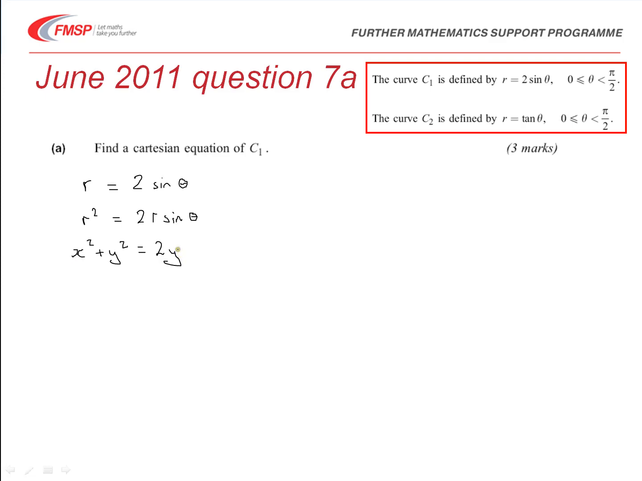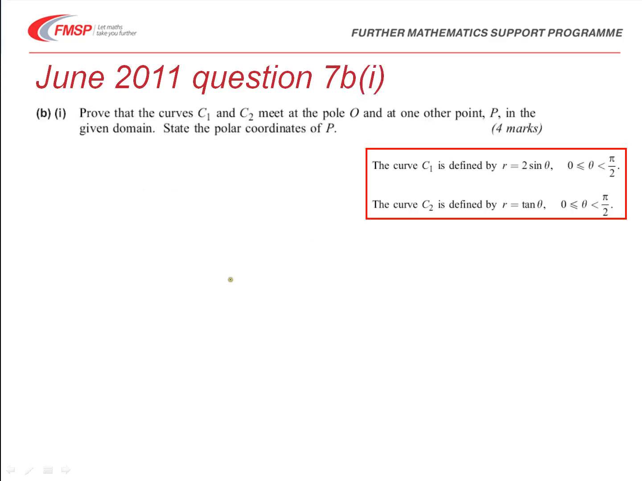And so the marks for that part of the question will be a method mark for realising what we can do here, making this statement about r squared equals 2r sine theta, and then substituting in for r squared and substituting in for r sine theta. Each of those will give us a mark, so long as we've done them correctly.